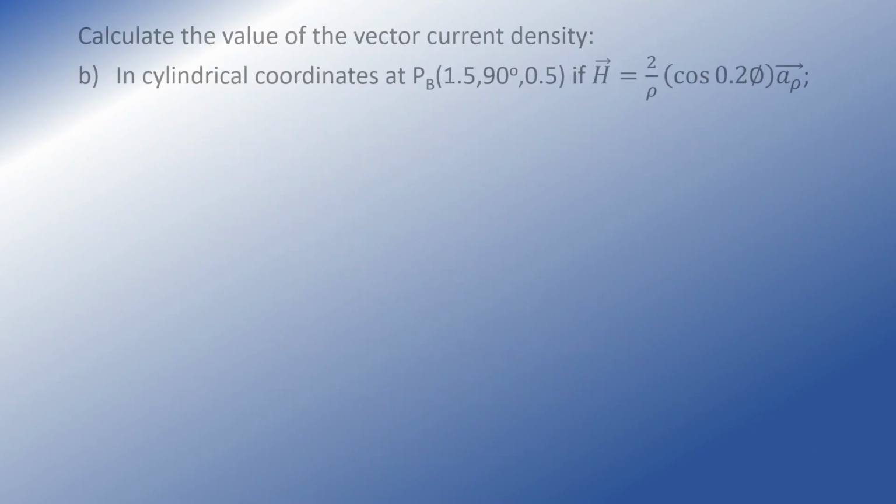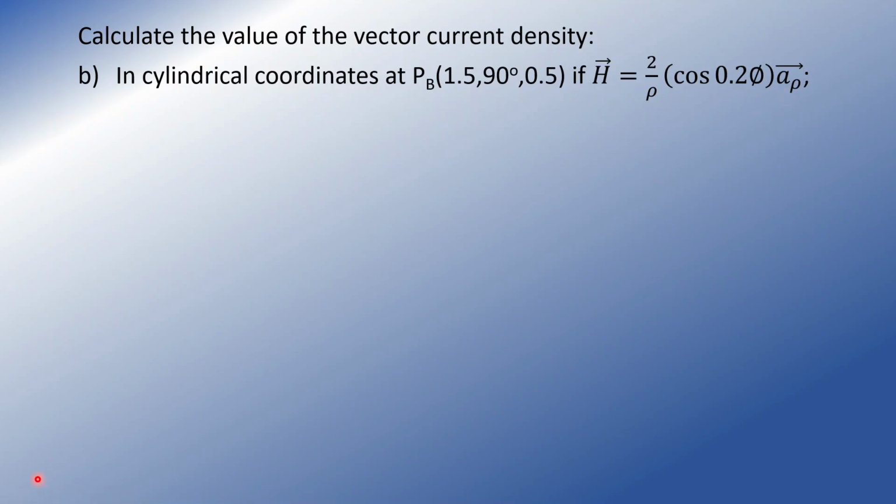Moving to the second part of this particular numerical, which is in the cylindrical coordinate system. The points given are rho is 1.5, phi is 90 degrees and z is 0.5. And the H vector is given here. Luckily for us, only the a rho component of the H vector is present. The a phi component and the a z component are not present.